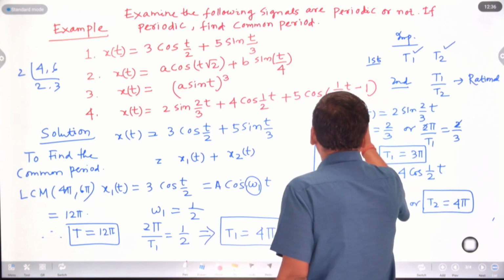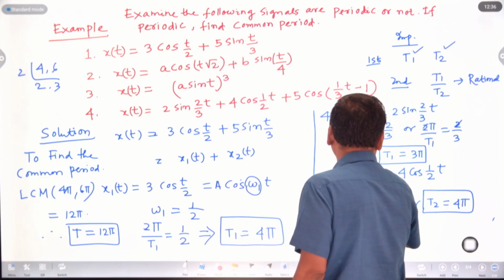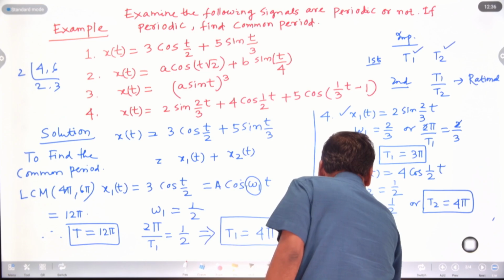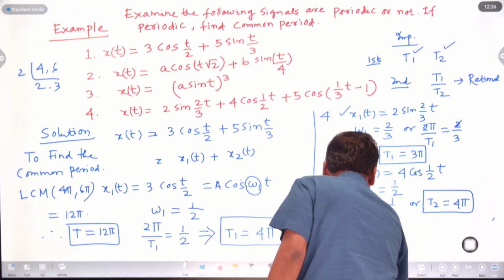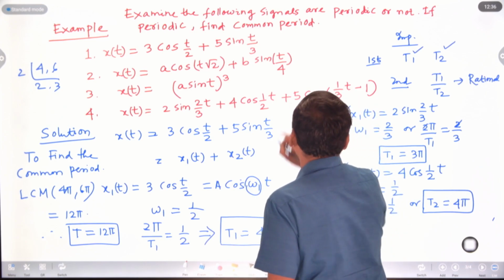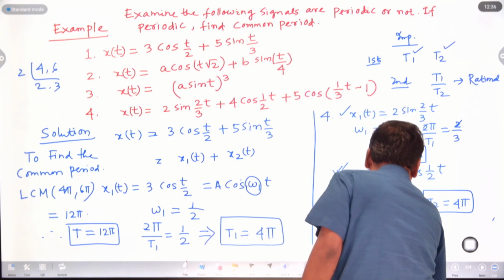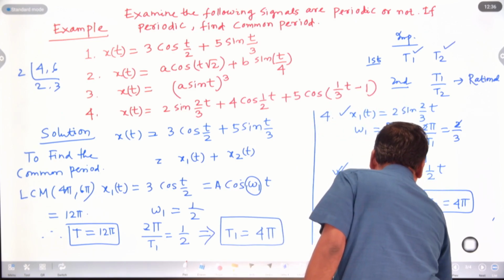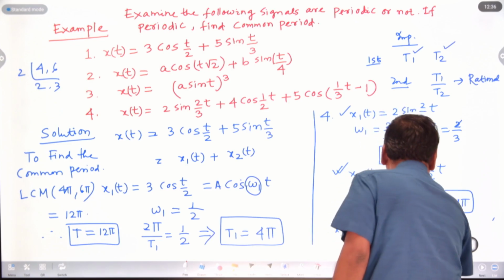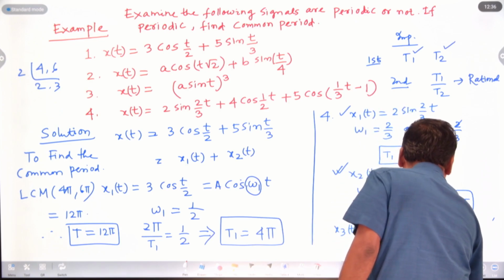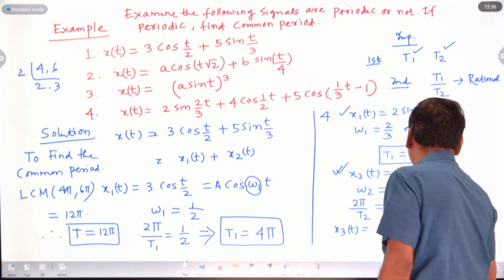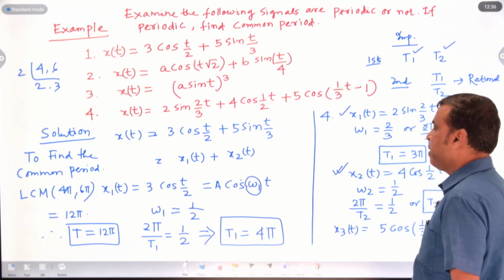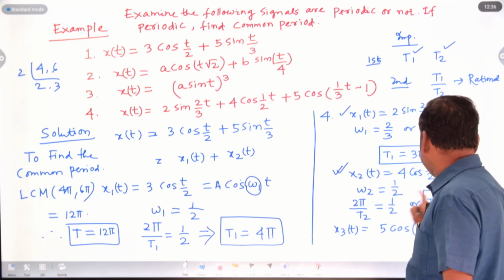Then this is your first one, and this is your second one, and another one, x3 of t equal to how much? x3 of t equal to 5 cos of 1 by 3 t minus 1. This is your cos omega t minus theta, and this is your phase shift.